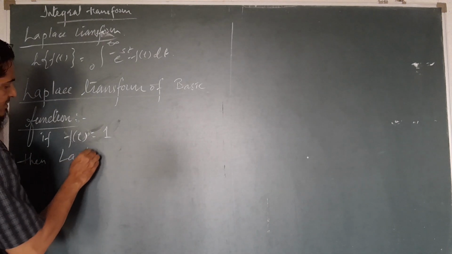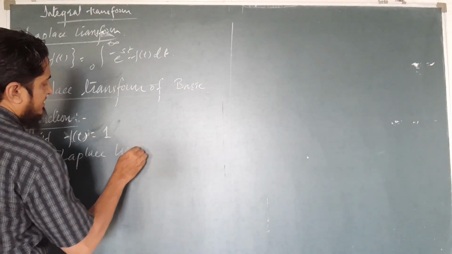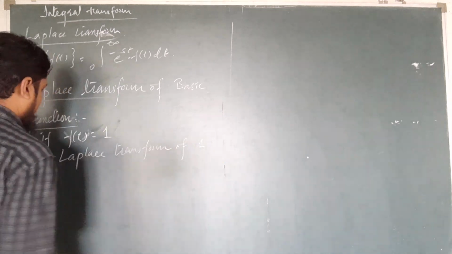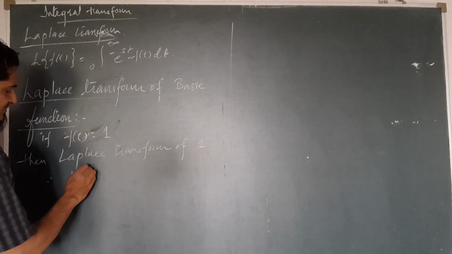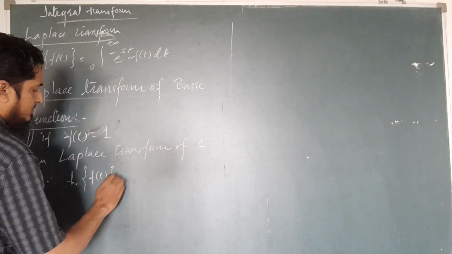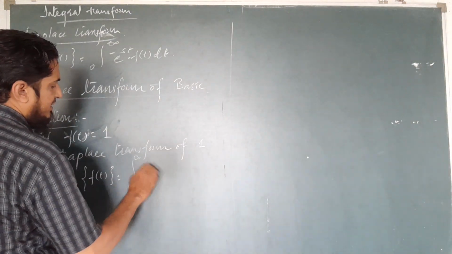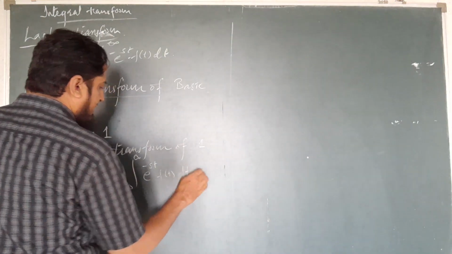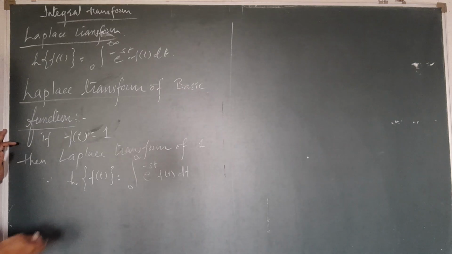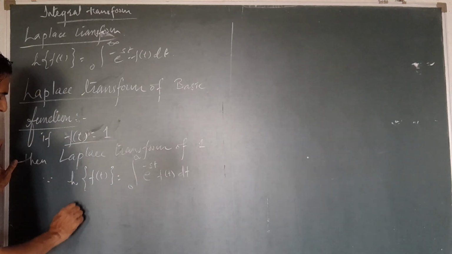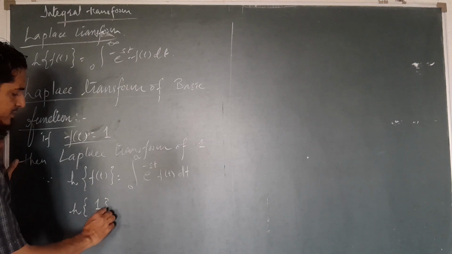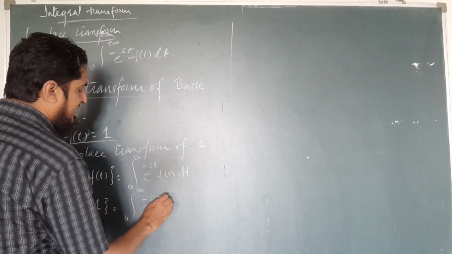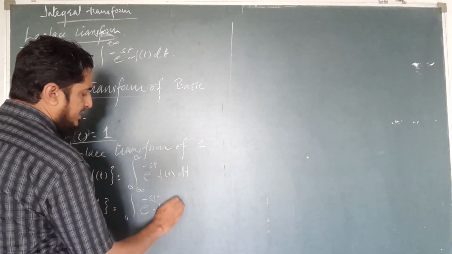Laplace transform of 1 will give us, since we know that the Laplace transform of f of t is equal to the integration from 0 to infinity of e raised to minus st f of t dt by the use of the definition. Now since we have f of t equal to 1, we will get the Laplace transform of 1 is equal to the integration from 0 to infinity of e raised to minus st into 1 dt.